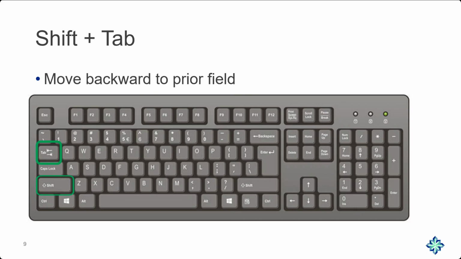Now, some keyboards might be equipped with a back tab key. If yours is not, like the example that I have here, what you'll do is press and hold the shift key while you press the tab key to move backwards between fields.